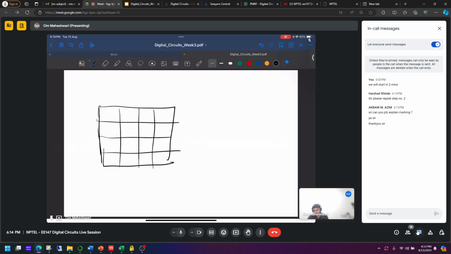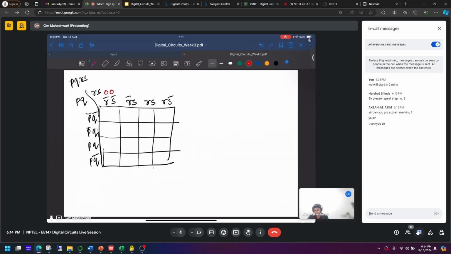Right. So first, we have four variables: P, Q, R, and S. Let's say P and Q we take this side, R and S we take this side. Then we label each row with some combination of P and Q: P bar Q bar, P bar Q, PQ, PQ bar. Similarly, up here we have R bar S bar, R bar S, RS, RS bar. Now I am labeling like this.